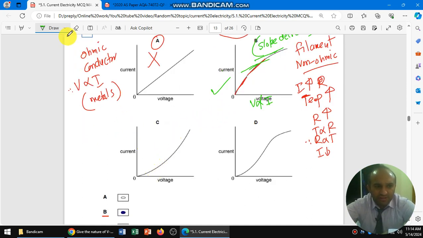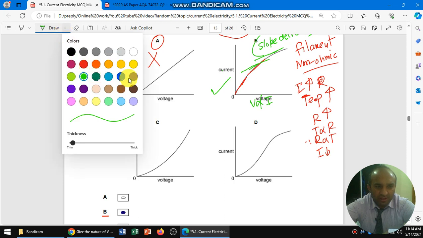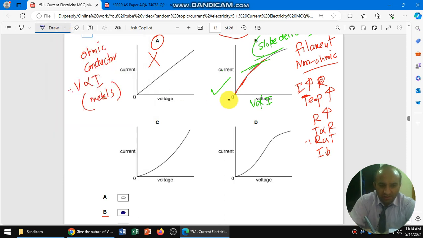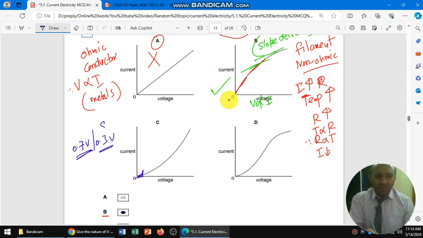The C option is not for the filament light bulb; I think it is for the diode. For the diode we know there is a PN junction, so initially no current flows until the voltage reaches a threshold, 0.3 volt for germanium and 0.7 volt for silicon. After that the current starts flowing, because the electrons need to cross the PN junction.